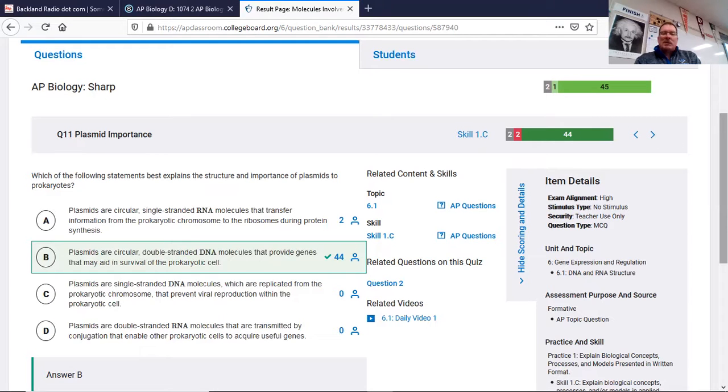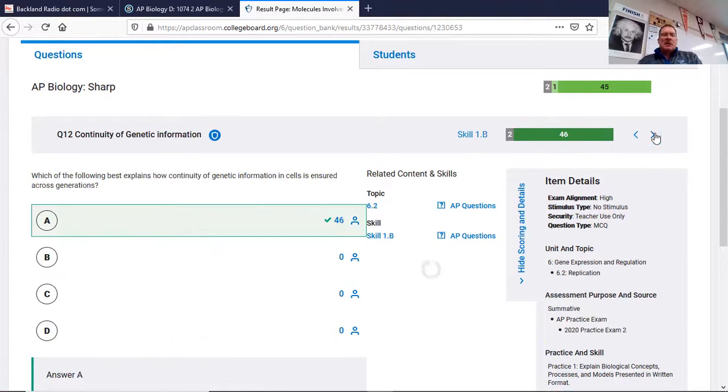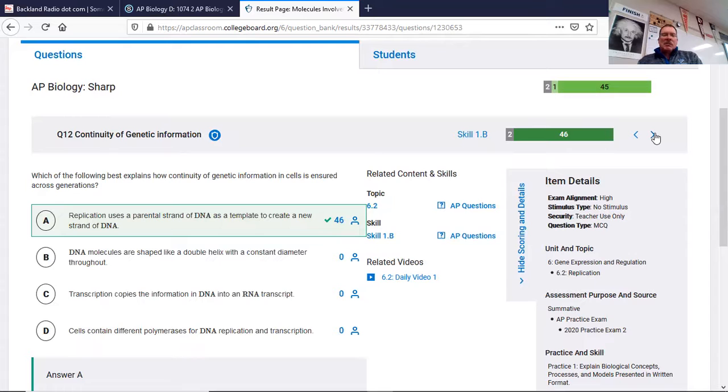Here we go. Plasmids, the importance of plasmids: circulars that provide genes that may aid in survival, as we've seen with prokaryotes and bacterial resistance. Here we knocked it out of the park: replication is semi-conservative.